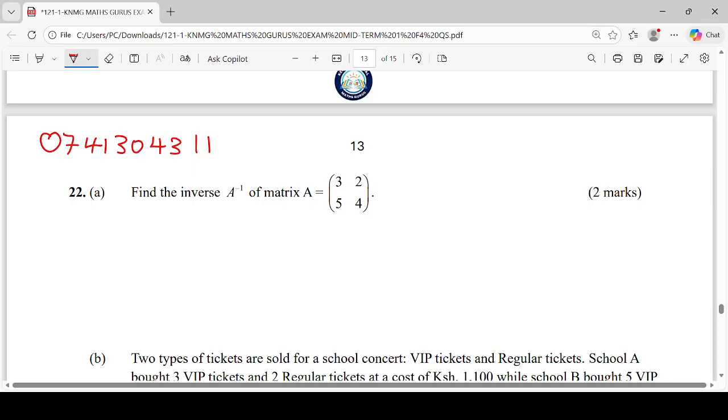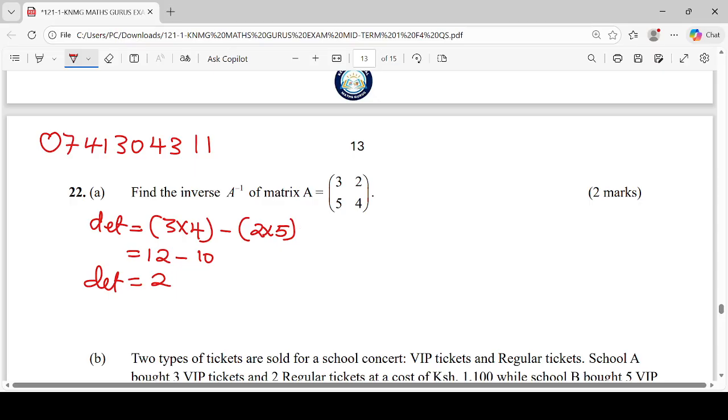Find the inverse of matrix A, 3, 5, 2, 4. Before you get the inverse, we have to get what is called the determinant, which is the product of elements in the main diagonal, that is 3 times 4, minus the product of elements in the minor diagonal, that is 2 times 5. So 3 times 4 is 12, minus 2 times 5 is 10. So your determinant here is 2.